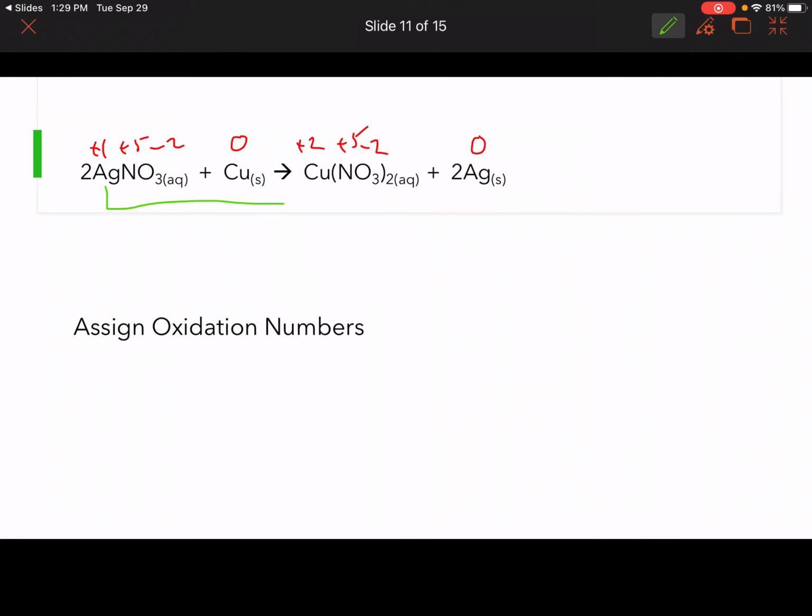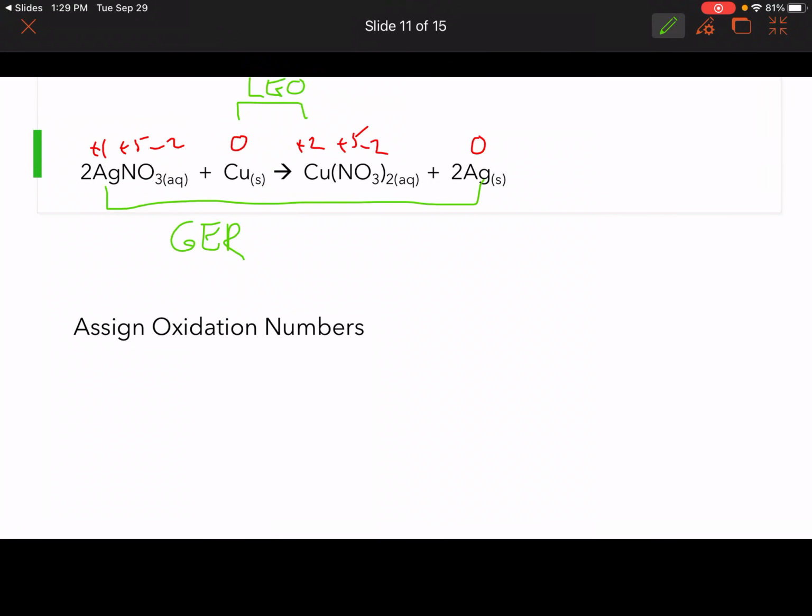So silver changed. So silver went from +1 to 0. So it became more negative. So if it becomes more negative, it was reduced, right? Now, I have to look for the other thing that changed, because if one thing is reduced, something else has to be oxidized. And if you look here, copper went from 0 to +2, so it became more positive, which means it lost the negative electrons, right? So this is my Leo here.